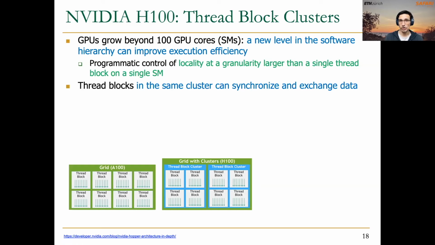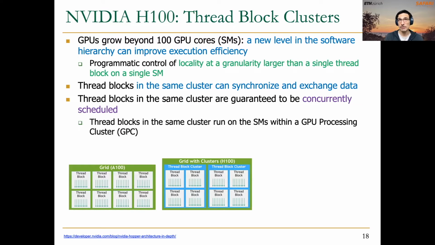These thread blocks in the same cluster can synchronize and exchange data. This is very interesting because it is possible to exchange data and communicate between threads in this thread block and threads in this thread block. That was impossible in previous generations. For example, we cannot directly communicate threads here with threads here in the A100 GPU.